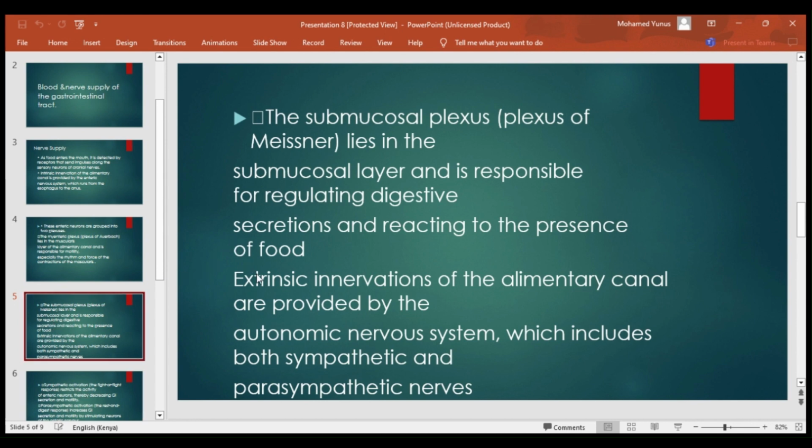So we also find that apart from having the intrinsic innervation, we also have the extrinsic innervation, and the extrinsic innervation of the alimentary canal is provided by the autonomic nervous system, which includes the sympathetic and the parasympathetic.